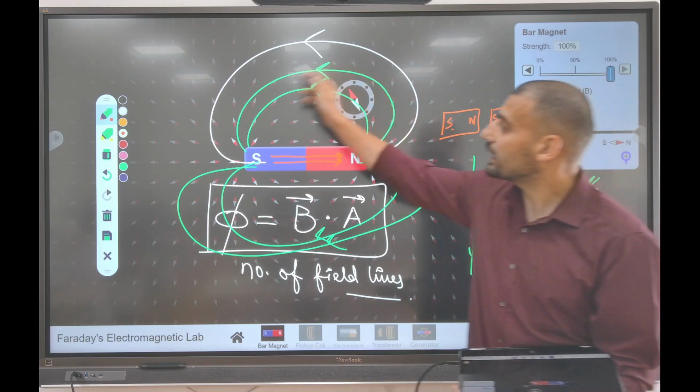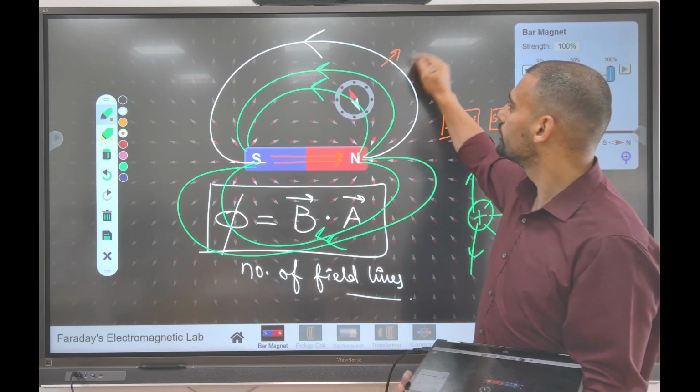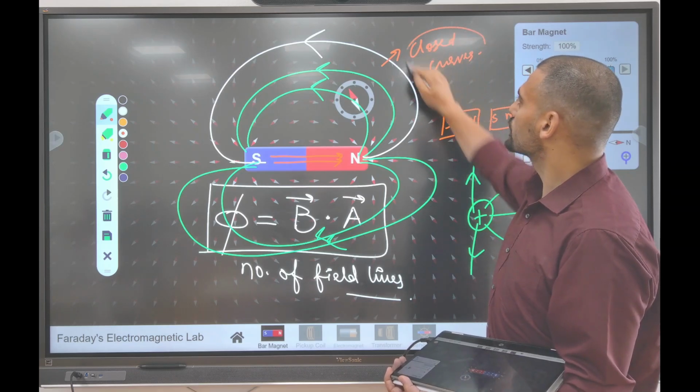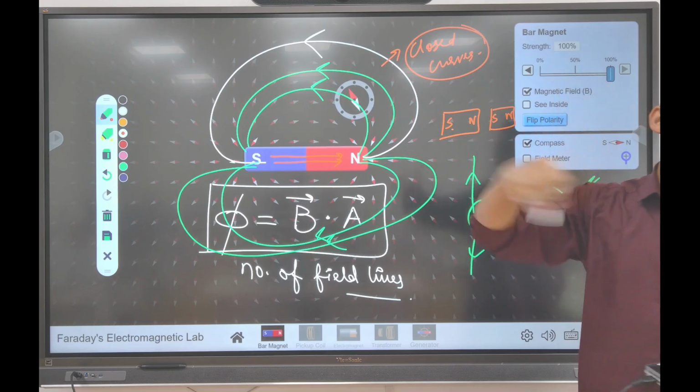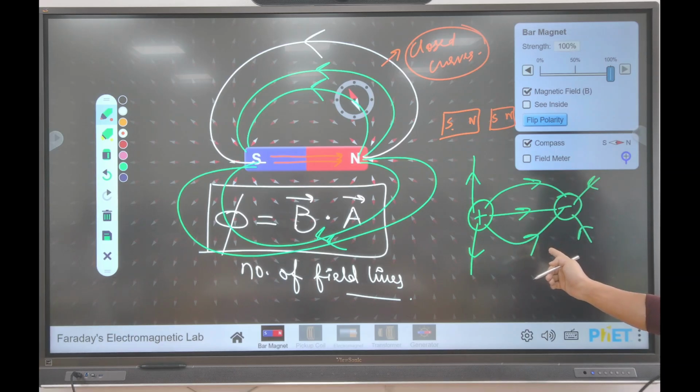Why? Because the magnetic field lines are closed curves. Closed curves. Outside they run from north to south, inside they run from south to north. But in case of charges, there is nothing like that. They always start from positive, they always terminate at negative, no matter where. Fine? This is the difference.